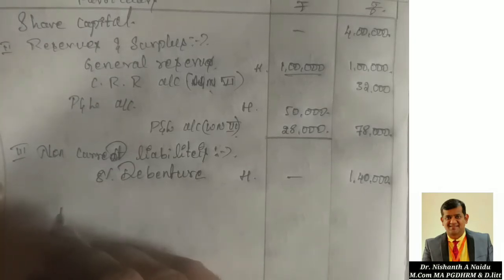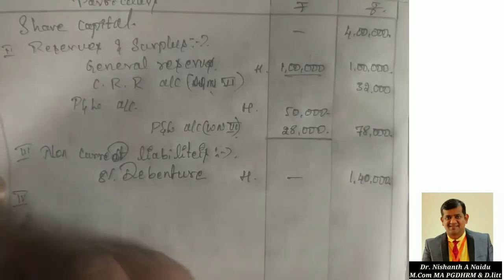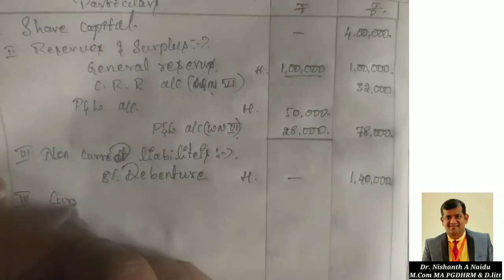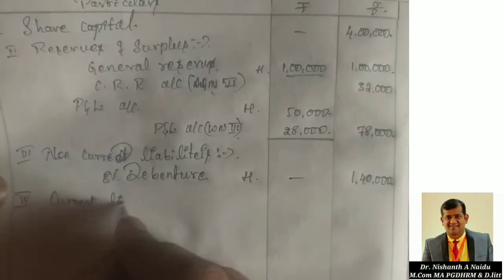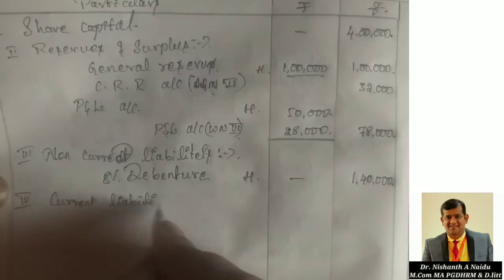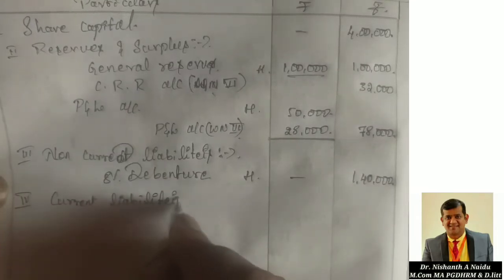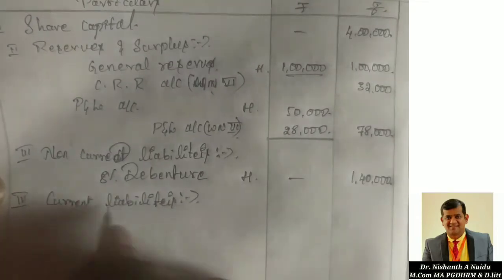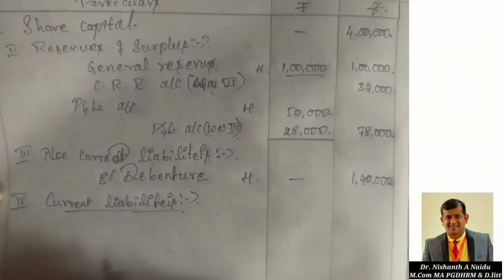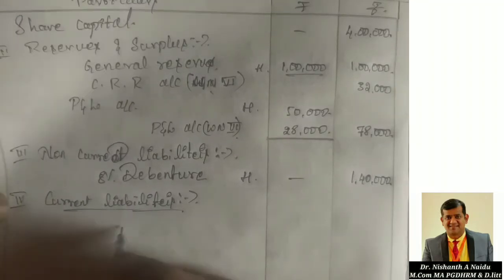Next we are going with the fourth head, that is current liabilities. Under current liabilities, let us mention what all they have given.